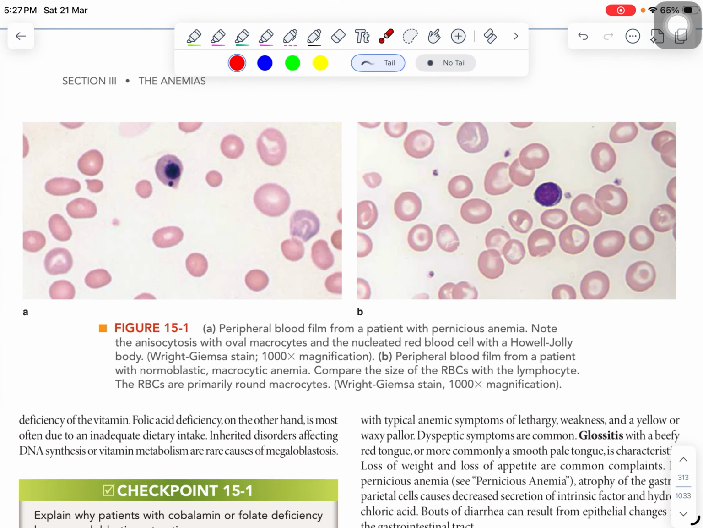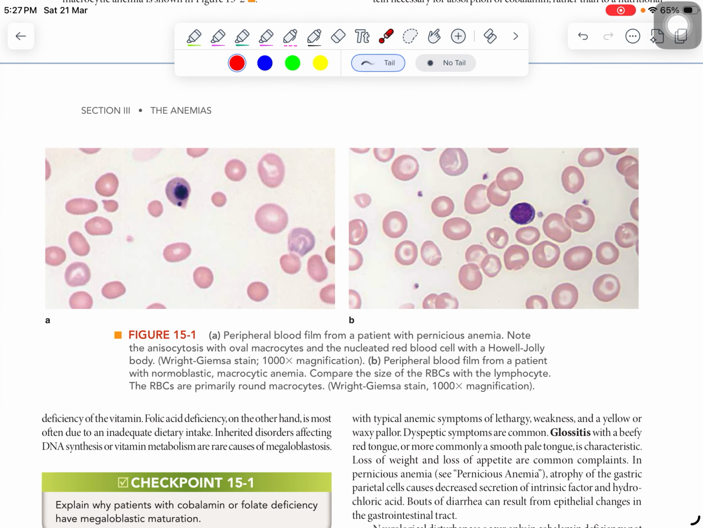This is the peripheral blood smear of a patient with pernicious anemia. Note that there is anisocytosis, a difference in sizes. So you can see this anisocytosis with oval macrocytes, and a nucleated red blood cell with Howell-Jolly bodies.